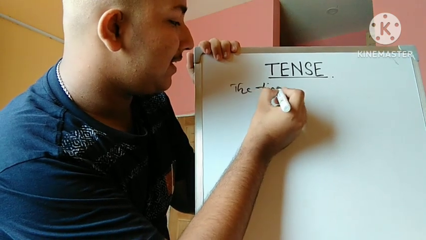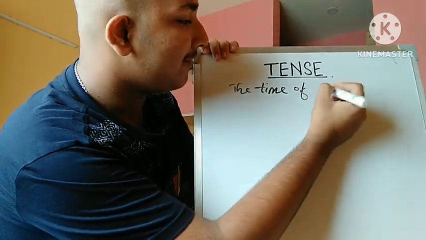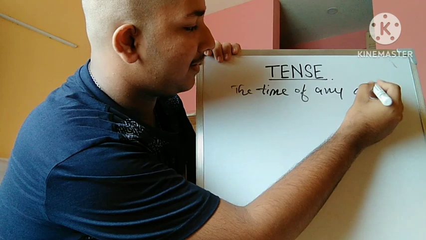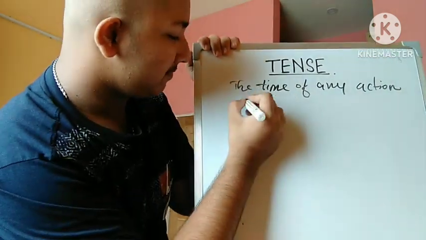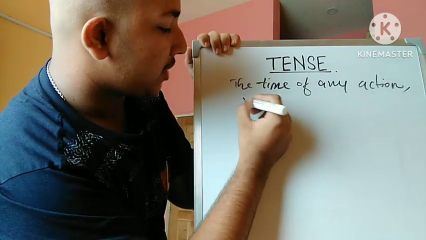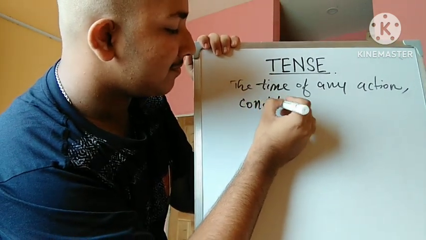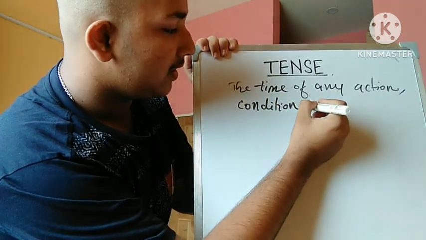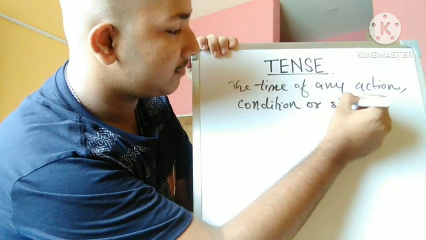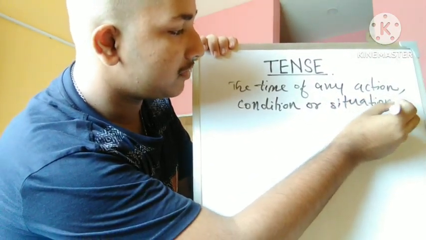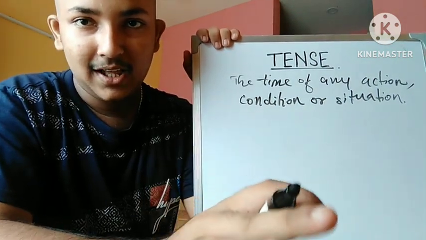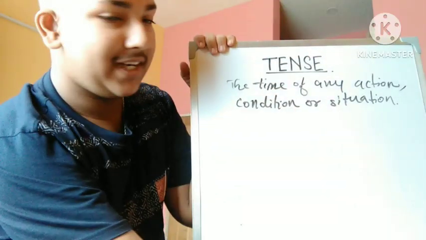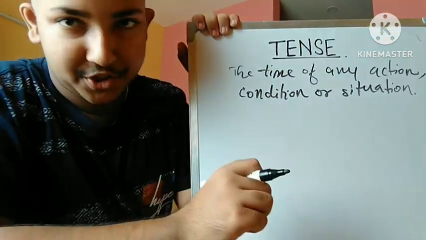It is nothing but simply the time of any action. Is it visible? Yes. Any action, condition or situation. So tense is nothing but the time of any action, condition or situation.